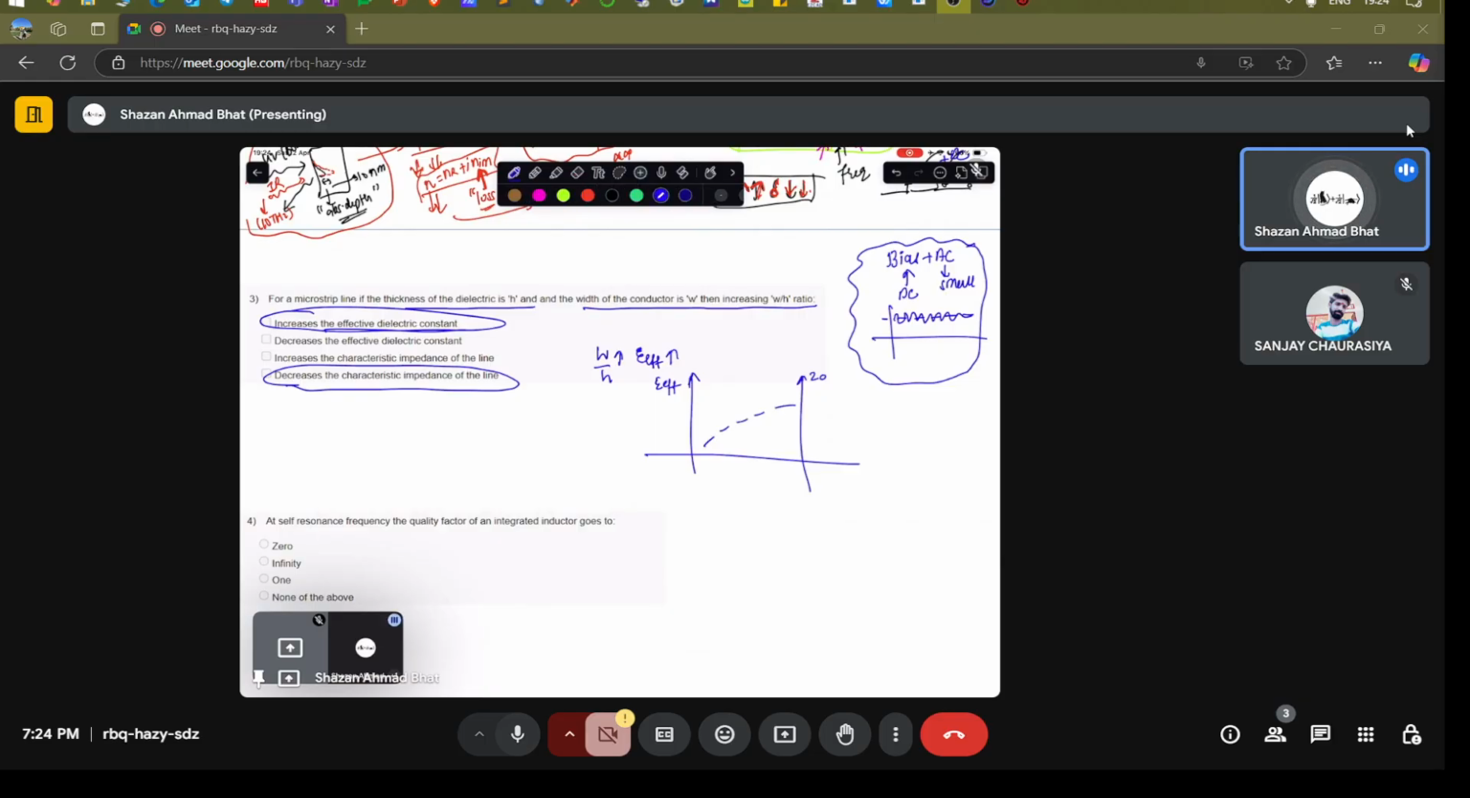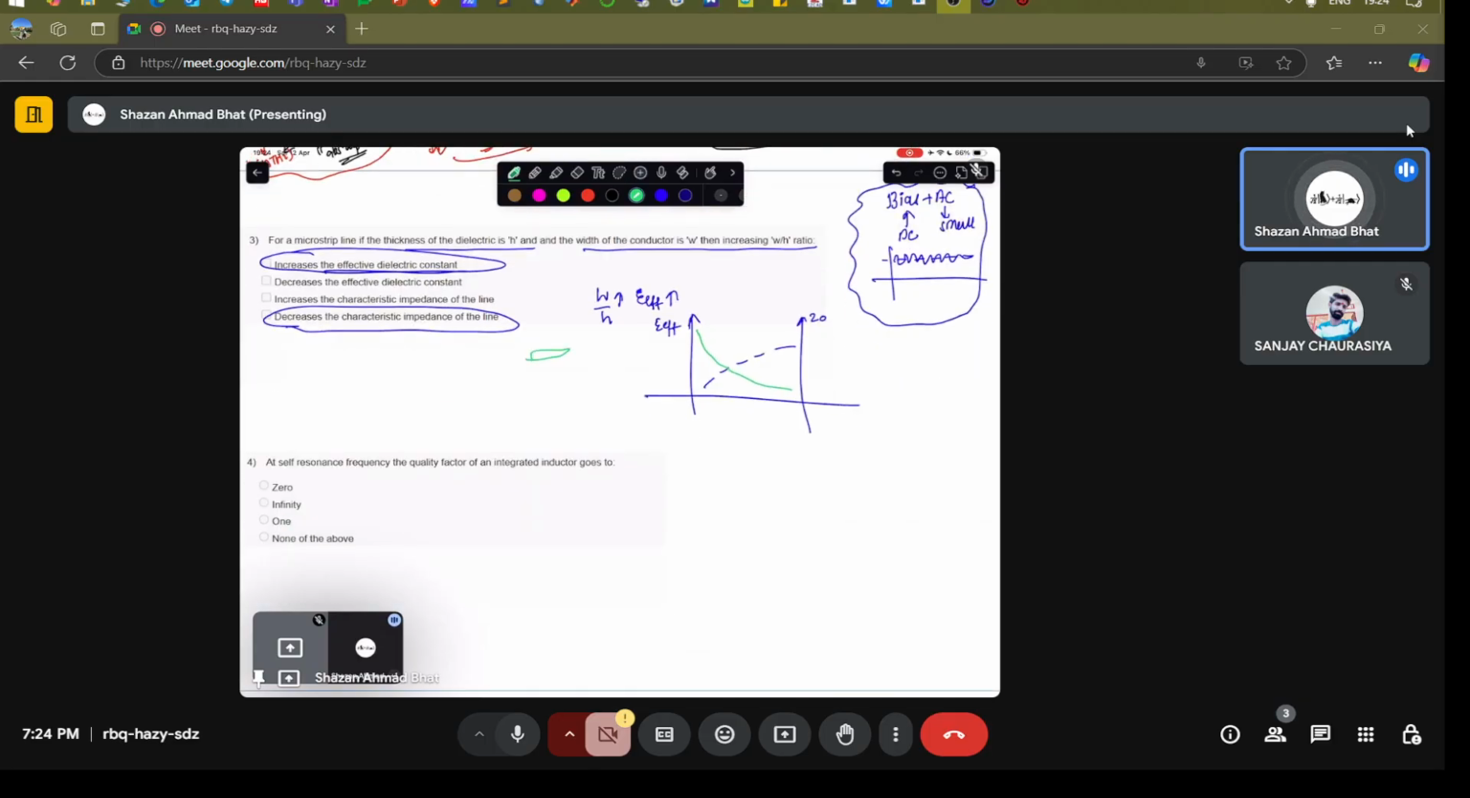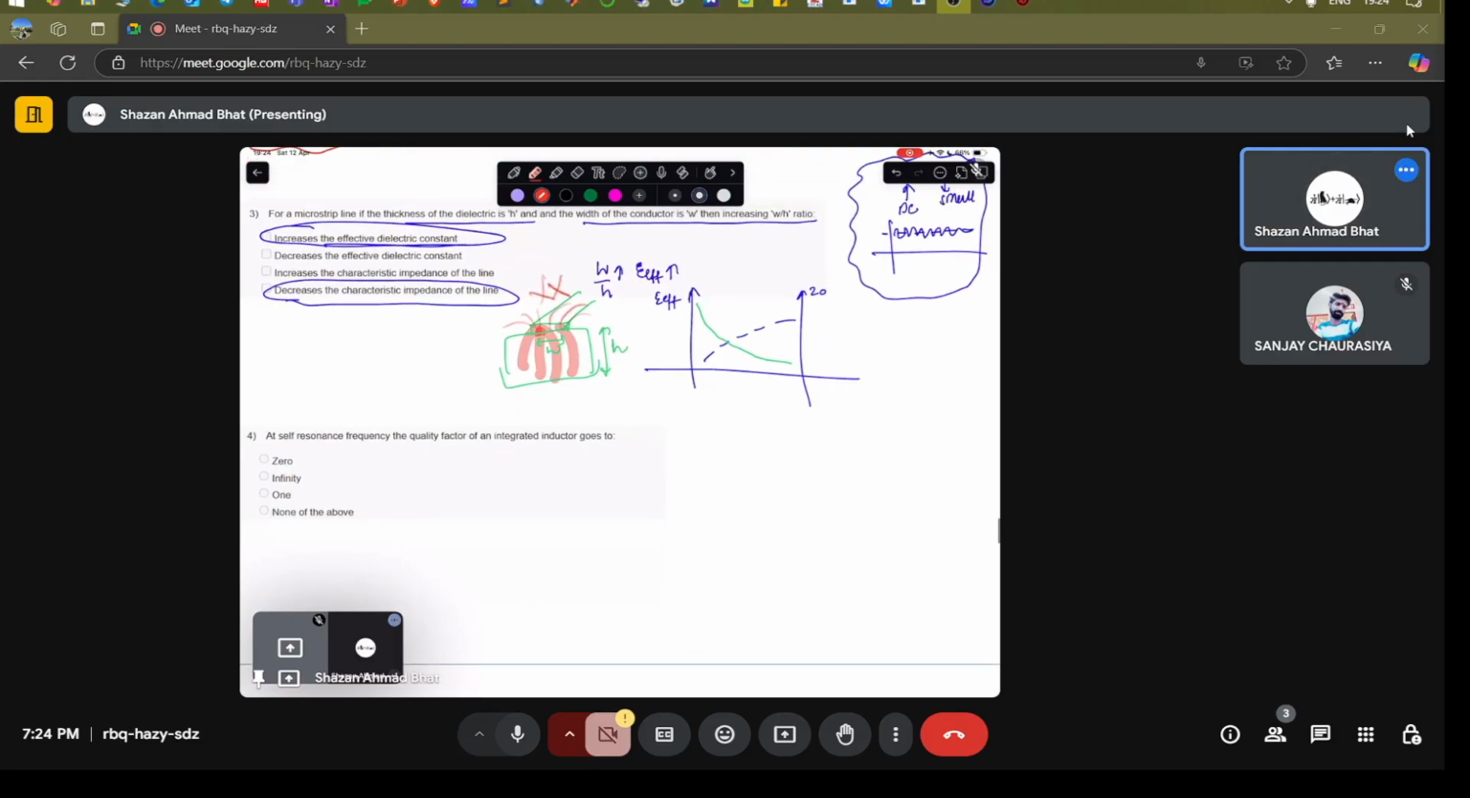Epsilon effective increases and Z naught reduces. That is basically the effect of changing the ratio of W to H in a microstrip line. Most of the time you want the electric field to penetrate the substrate rather than leak towards the air. This is not desired.